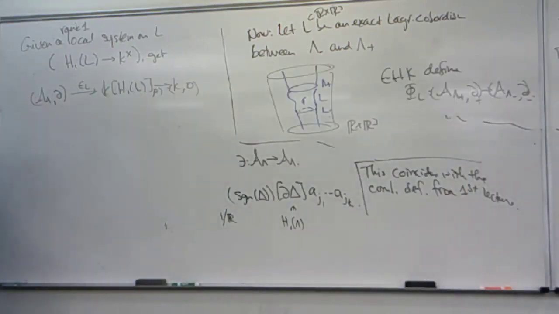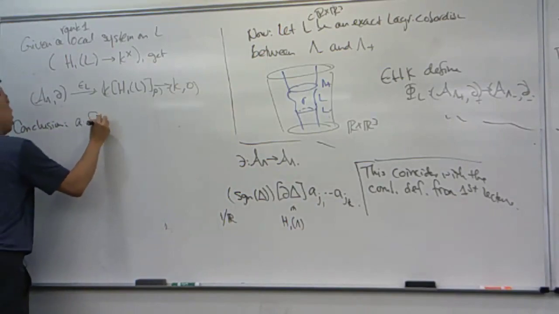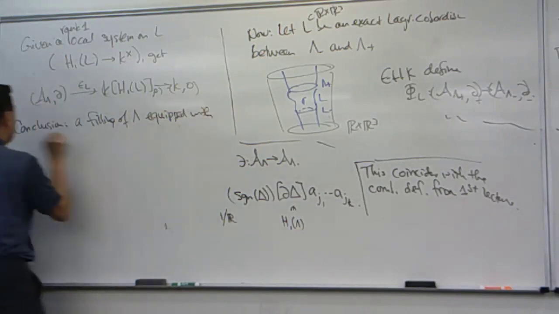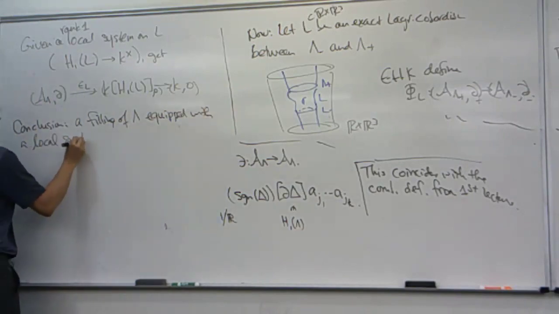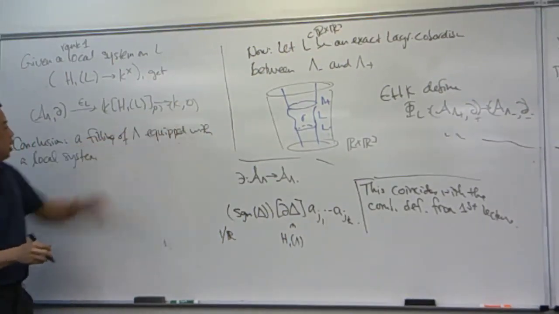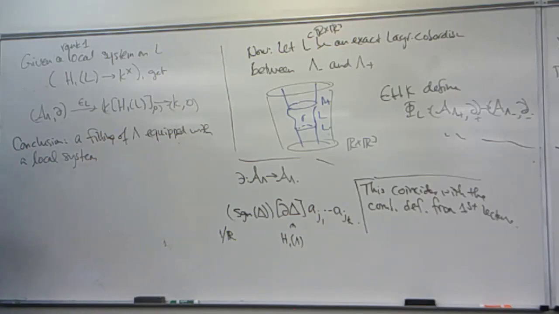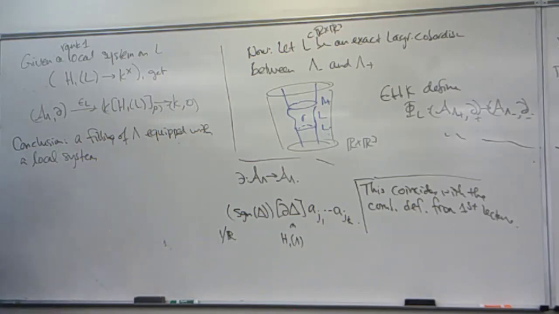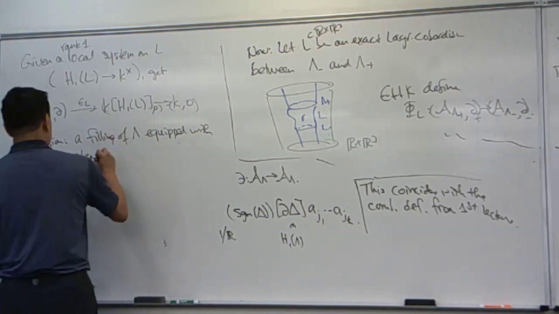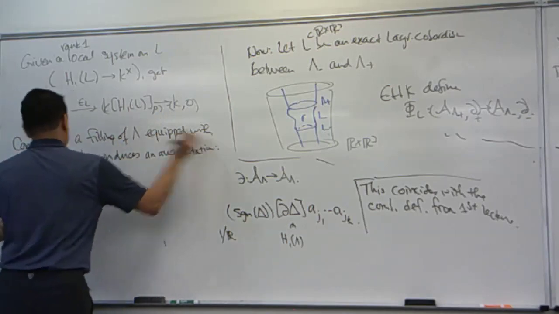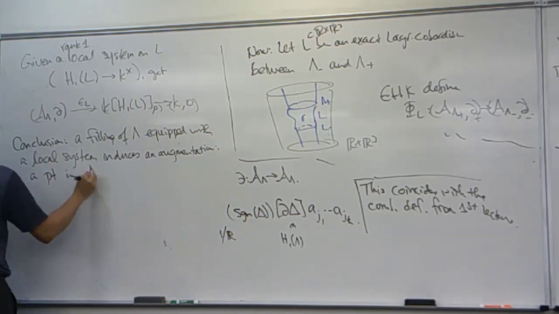So the conclusion is a filling of lambda equipped with a local system. I'm just talking about rank 1 local systems, but there's no reason you couldn't do this in higher rank as well. Then you just get maps to matrices, to endomorphisms of K^n for some n. So a filling equipped with a local system induces an augmentation, which is just a point in the augmentation variety.